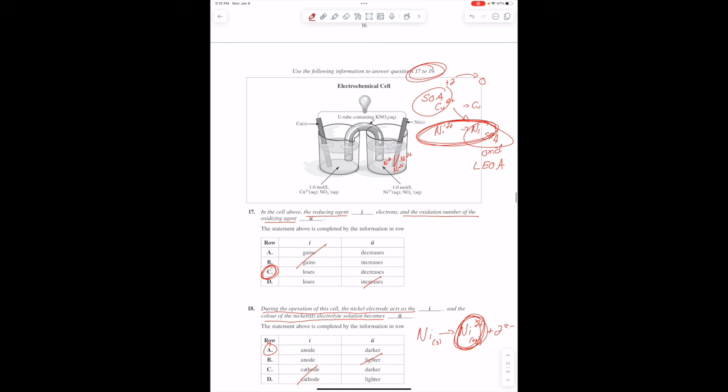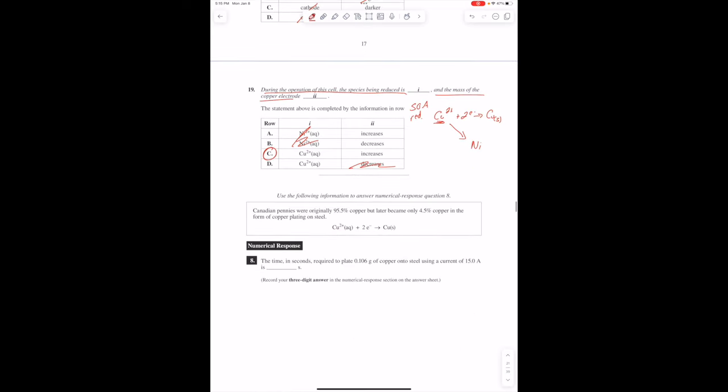So these are out. And the mass of the copper electrode, okay, so copper 2+ is grabbing 2 electrons and turning into Cu solid. So the mass of that electrode is going to increase, right? While this is decreasing, this is building up, because copper 2+ ions are being attracted over here and turning into copper solid. We're plating copper on there. All right, so 19 is C.